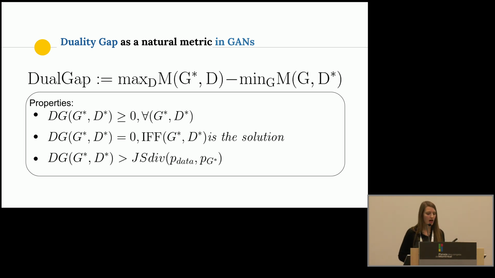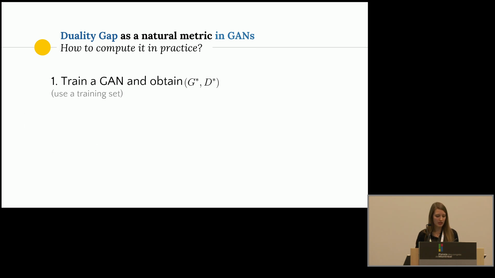The properties are, again, that it's always non-negative, and it is 0 only if we are exactly at the solution, so G star and D star are at the Nash equilibrium. And finally, we also show that the duality gap is always larger than the Jensen-Shannon divergence between the real data distribution and the fake distribution that is obtained by the generator. This is very convenient because Jensen-Shannon divergence is hard to compute, but as I show next, the duality gap can easily be approximated in practice.